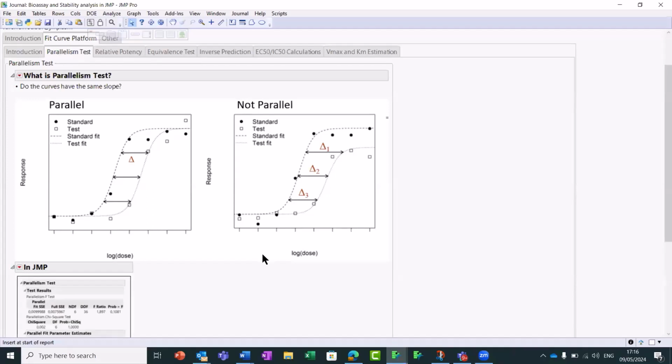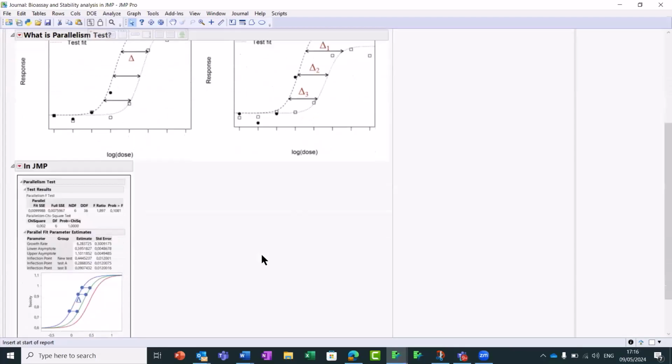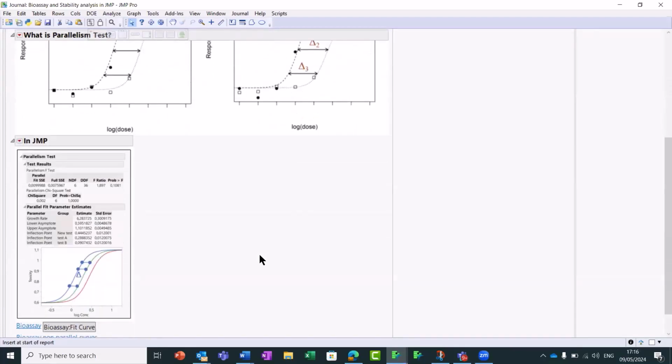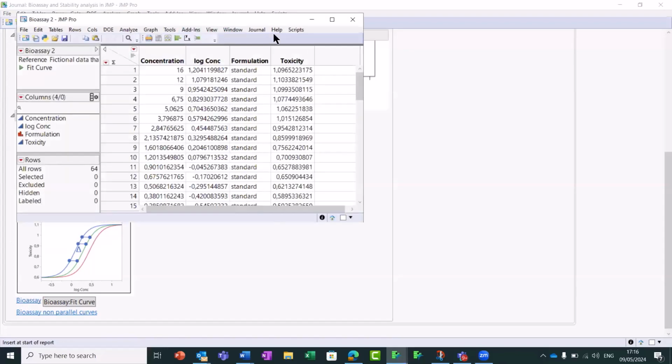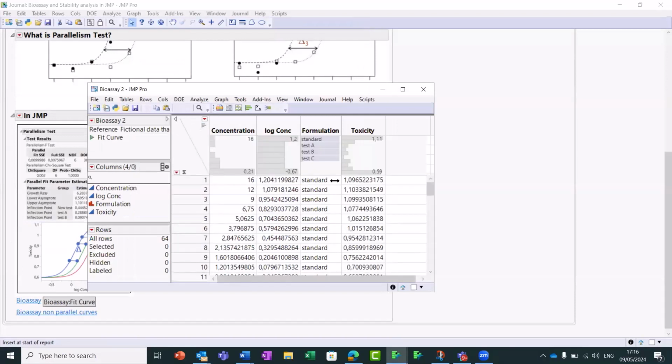So in JMP, I just wanted to show you how you can do that. But before doing that, I also wanted to introduce you a little bit to the Fit Curve platform. I have data from the sample data library. It's called Bioassay, and this data has different formulations. Let me show you that here. You have four different formulations: a standard, a test A, test B, and test C. All those tests have been measured for toxicity based on the concentration or the log concentration.